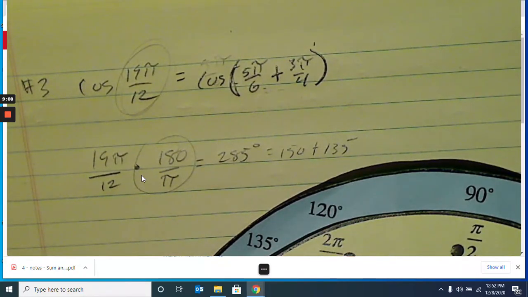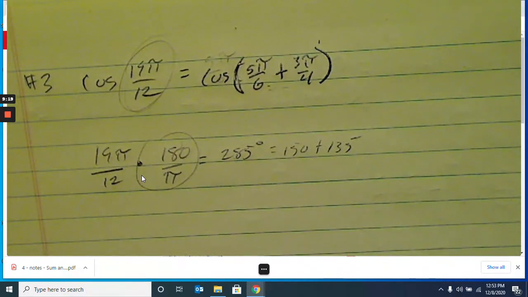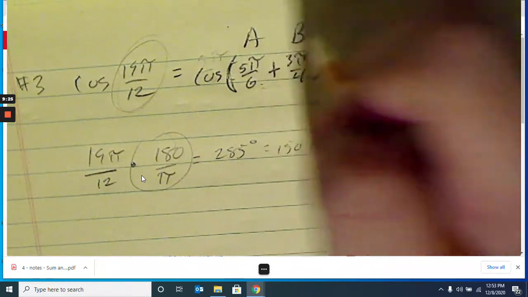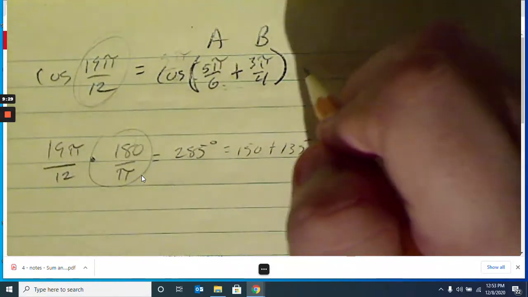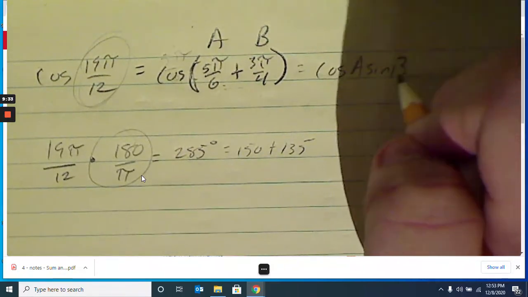But I'm going to look real fast to see if there's a different way of doing this. Yeah, there is. If I did 225 and 60 degrees, that would also give me 285. So again, that's just one way of doing it. But the reason why that's important is because it helps me determine this is A and this is B, whenever I do the cosine, which is going to become cosine of A, sine B.